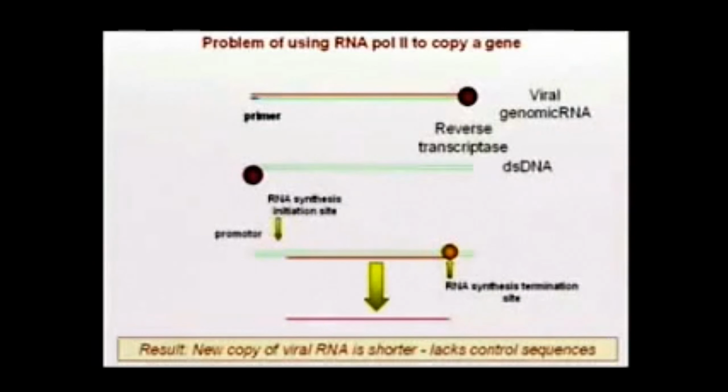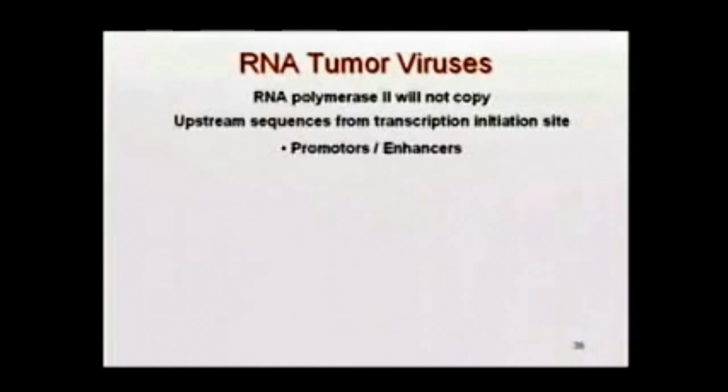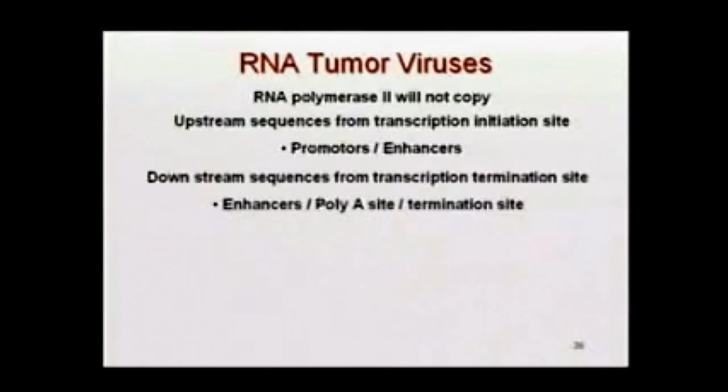So, problem. The virus needs, when it forms its DNA form, to have those control sequences in, but they're not in the RNA, which came from a previously infected cell and was made by RNA polymerase 2. How does the virus overcome this problem of not being able to copy the upstream sequences, the promoters, the enhancers, the initiation sites, poly-A sites, termination sites, and all those other good things that are parts of all genes but are never copied into messenger RNA?